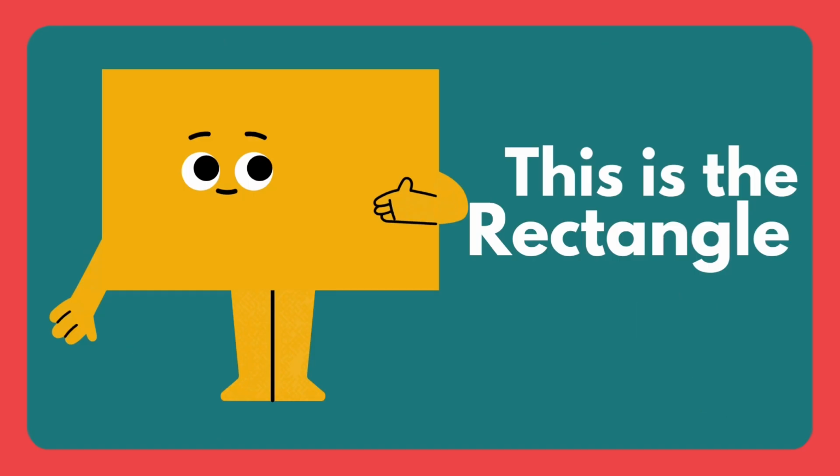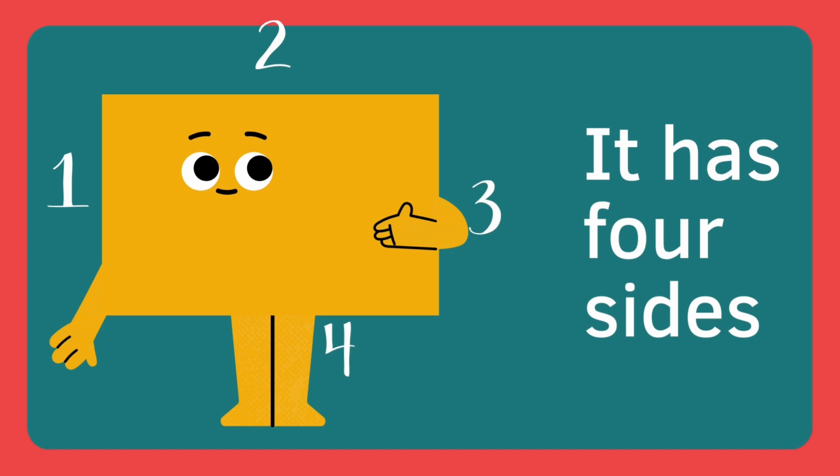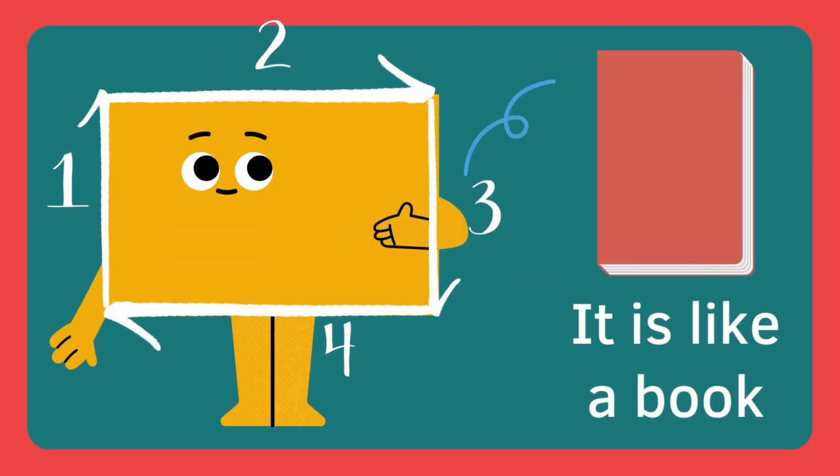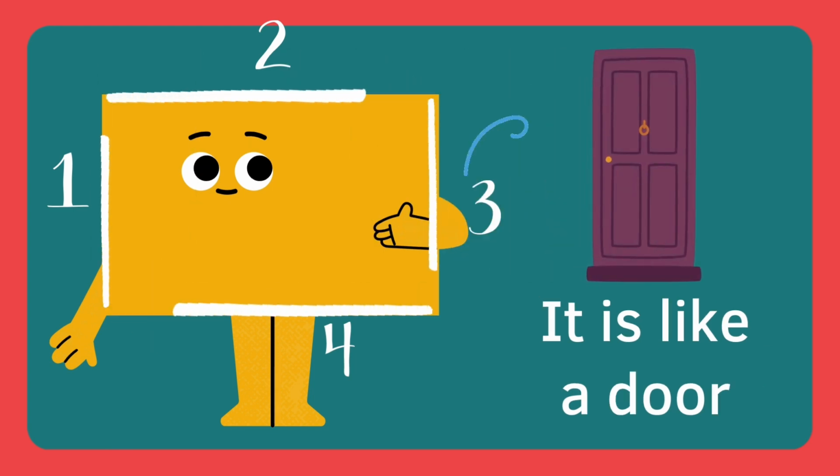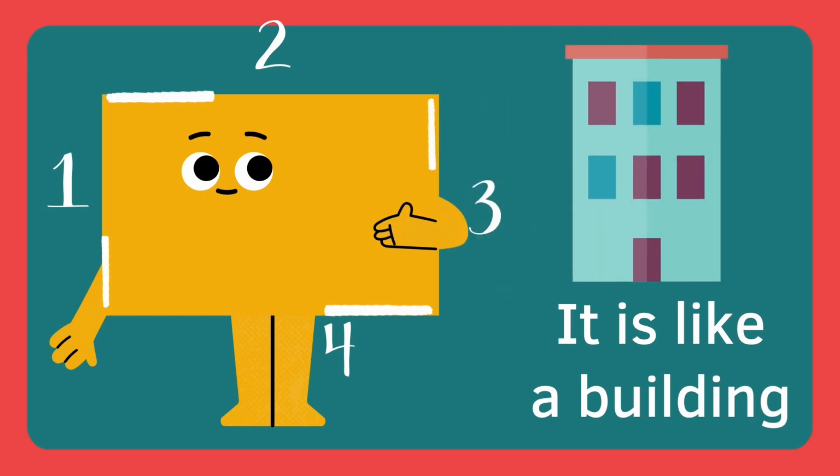This is the rectangle. It has 4 sides. 1, 2, 3, 4. It is like a book. It is like a door. It is like a building.